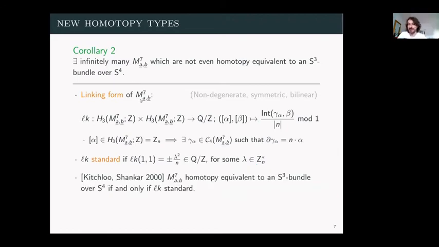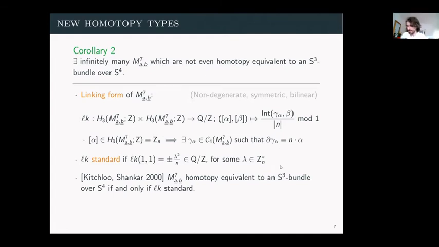Okay, so why is it useful to be standard or non-standard? Well, Kitchloo and Ravi showed in 2000 that, adapted to our situation, the manifold M7AB is homotopy equivalent to an S3 bundle over S4 if and only if the linking form is standard. So we're really looking for situations where the linking form is non-standard, and that's why I call these manifolds non-standard.